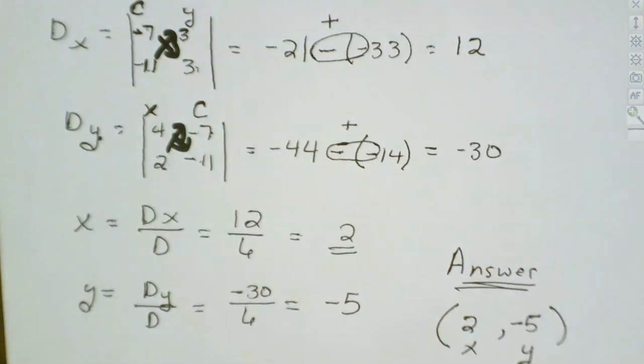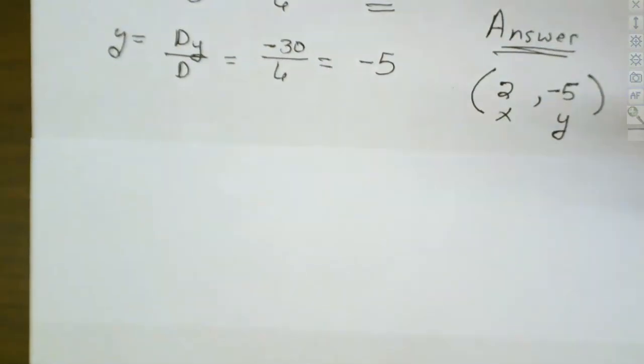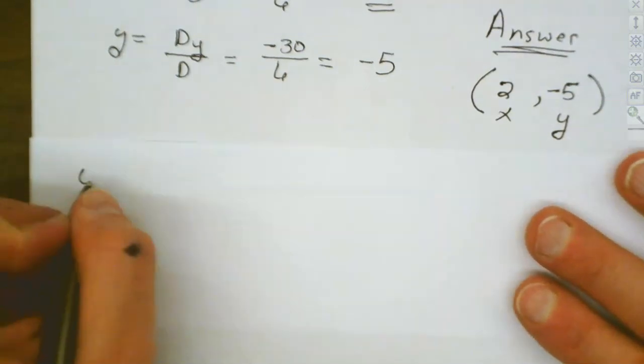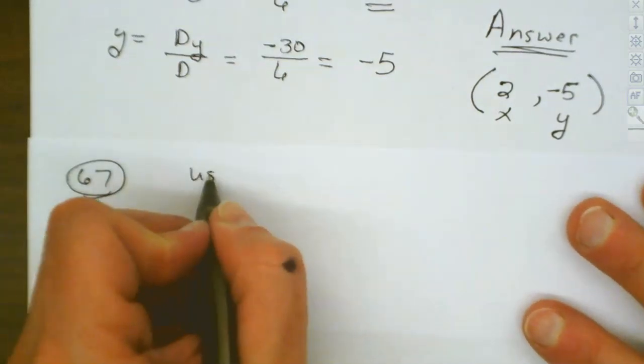Is everyone okay with how I did that? We'll do another one. Let's do a couple of these just to make sure. They're a little bit time consuming. So let's look at, how about 67? Okay, we'll try 67. Again, we're going to use Cramer's rule.